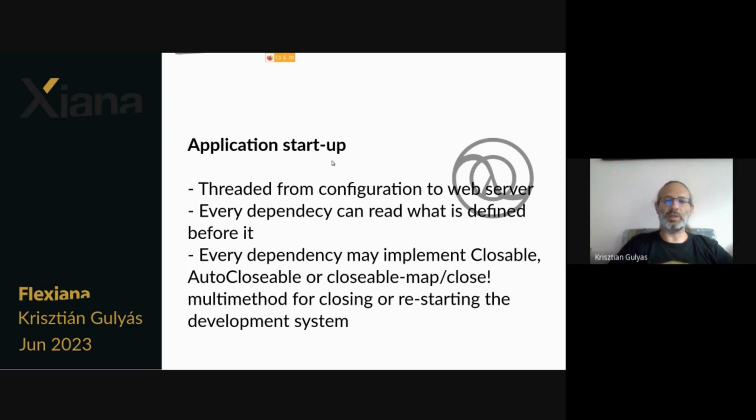And if your dependencies implement Closeable, AutoCloseable, or the close multimethod from closeable-map, it helps the development system to restart or close. It can be really handy at development time, because you don't need to restart your REPL every time. You don't need to close database connections if you have any. It's done by the framework or the template itself.